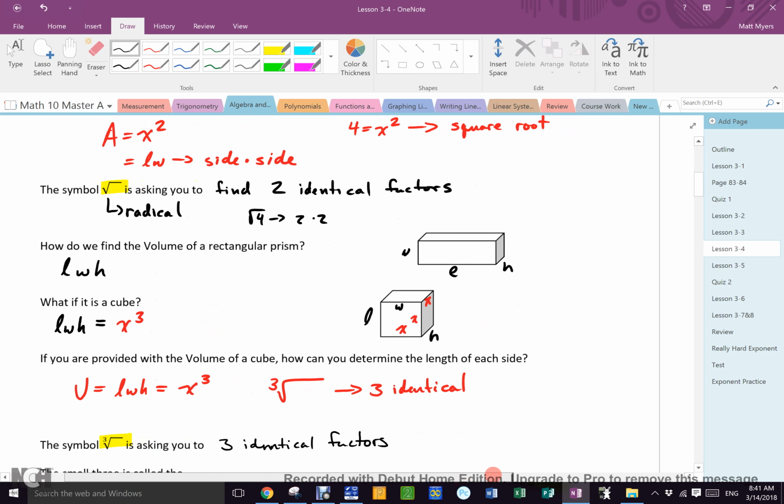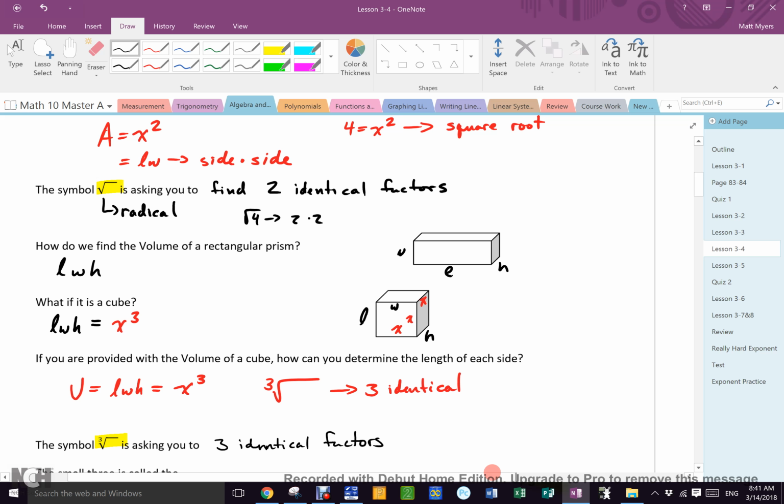Now, you people are very intelligent young people. No number there, I look for 2. A 3, I look for 3. What do I do if it's a 4? What am I looking for? 4 identical factors. What if it was a 5? What if it was a 6? What if it was an X? You're looking for that amount of factors, X amount of factors, whatever it is.